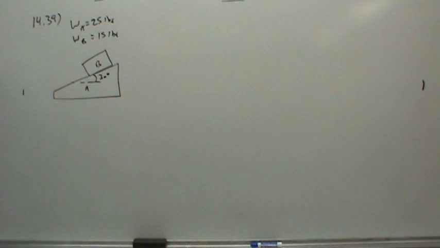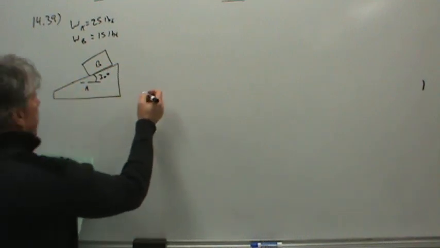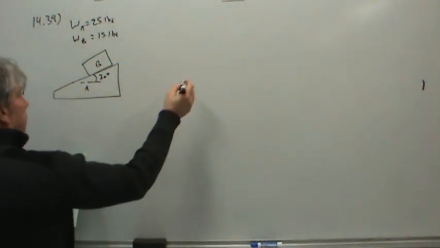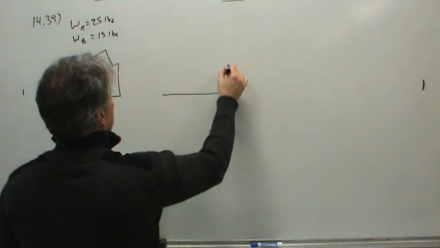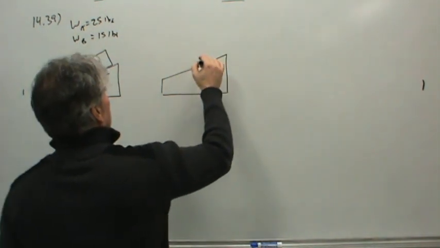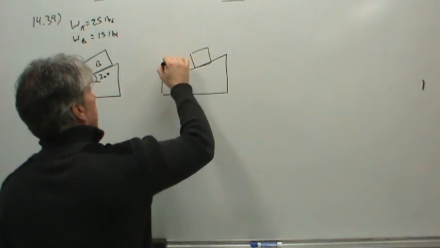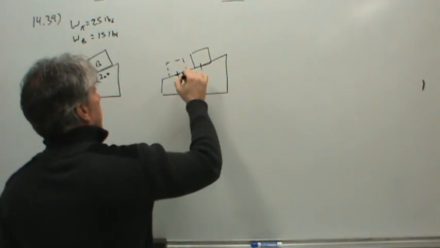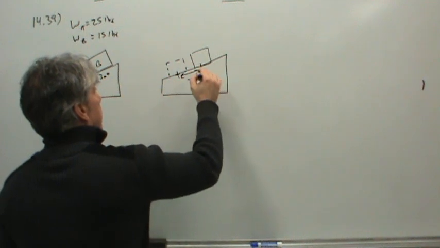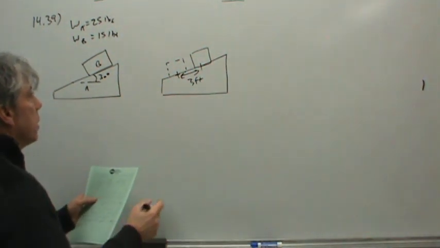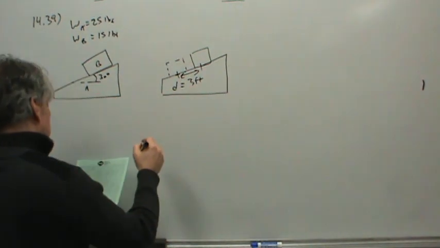Now, one of the things I read that I skipped over, or didn't write down, is that block B slides 3 feet down. So what we're going to do, if we draw the block again, you'll see why I'm drawing it again here in a moment. The block is going to move from here down to here, where this distance is 3 feet relative to block A, see? So that's what I will call D.